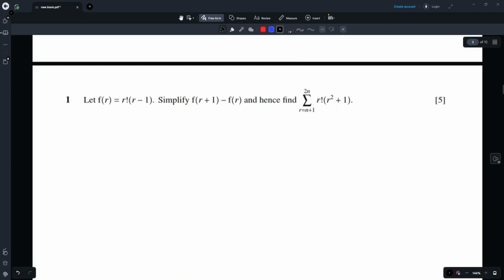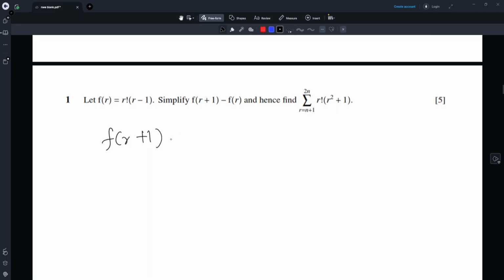Let's try this one. It's okay. This is from May 2013 paper 1-3. It says here, let f of r equal to this little guy, right? So what I can do is simplify this thing right here just to get my answer.